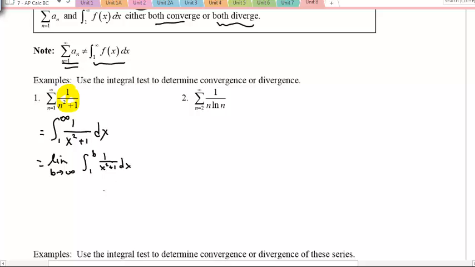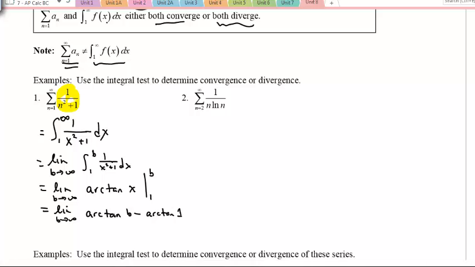I hope you know what this integral is. Think back to chapter 6. Did I hear someone say arctangent? You bet. This is arctangent x. We'll evaluate this from 1 to b, which means we'll put in the limit of b approaching infinity, arctangent of b minus arctangent of 1. Arctangent of b, where b is infinity, that's the same thing as pi over 2. Arctangent of 1, that's the same thing as pi over 4. This simplifies to pi over 4.